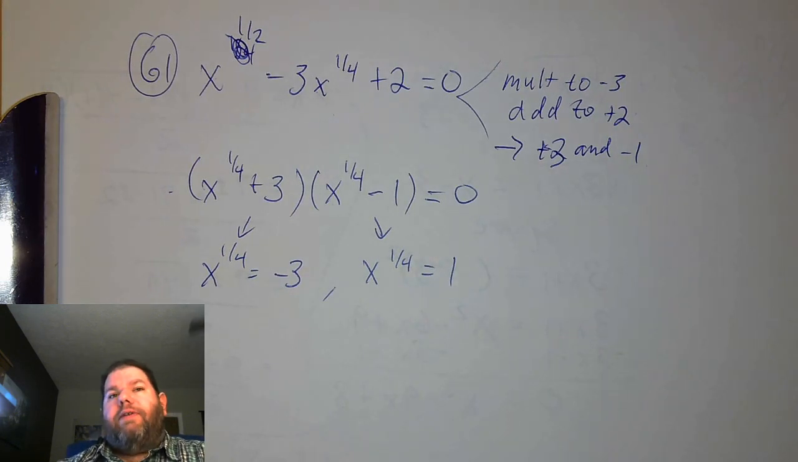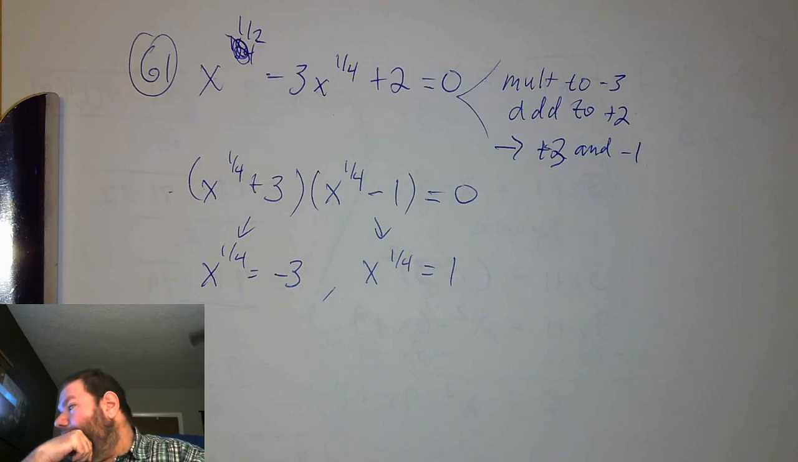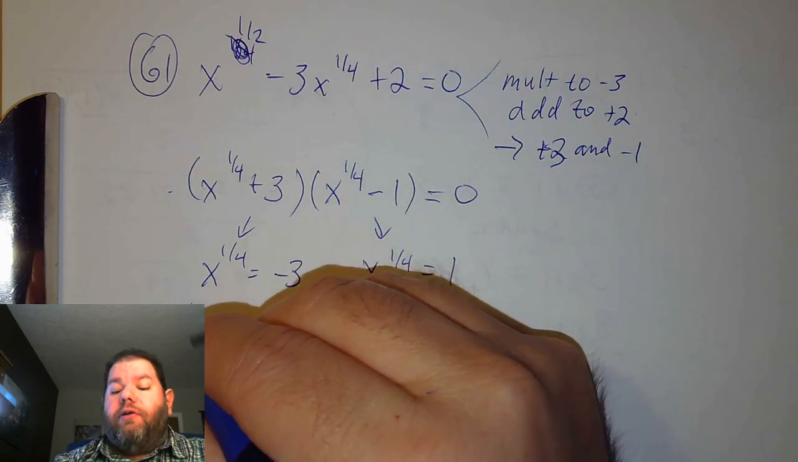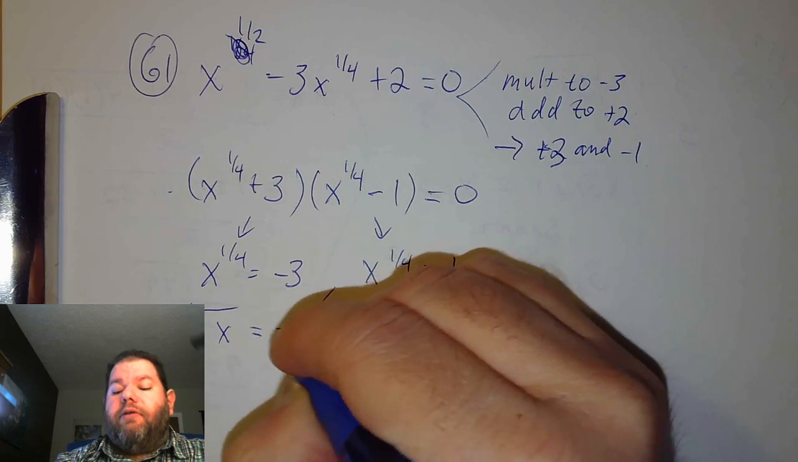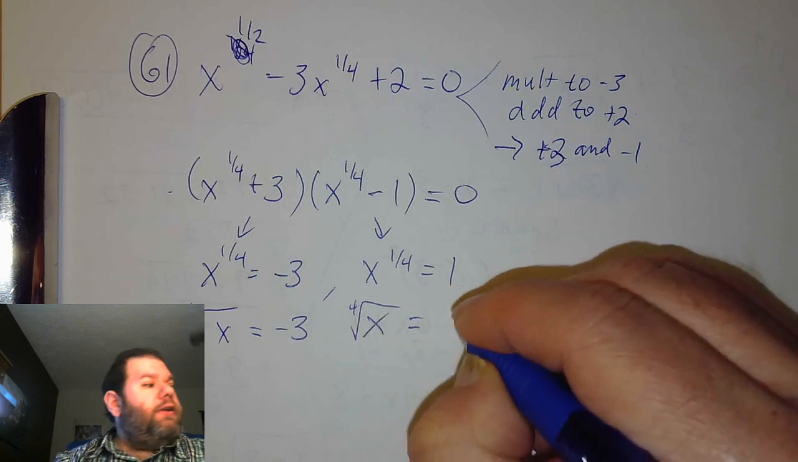So the last thing we need to do is to figure out how x to the 1/4 affects this answer. Now, when we have something raised to the 1/4 power, what that actually means is that we're taking x and applying the 4th root. So we can say this is the 4th root of x equals negative 3, and the 4th root of x is equal to 1.